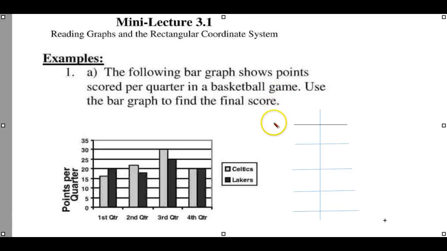As we start Chapter 3, we're going on to look at graphs and the rectangular coordinate system. The first type of graph that we look at is a bar graph, where they're asking us to determine the results of these two teams by looking at the scores of the various quarters.